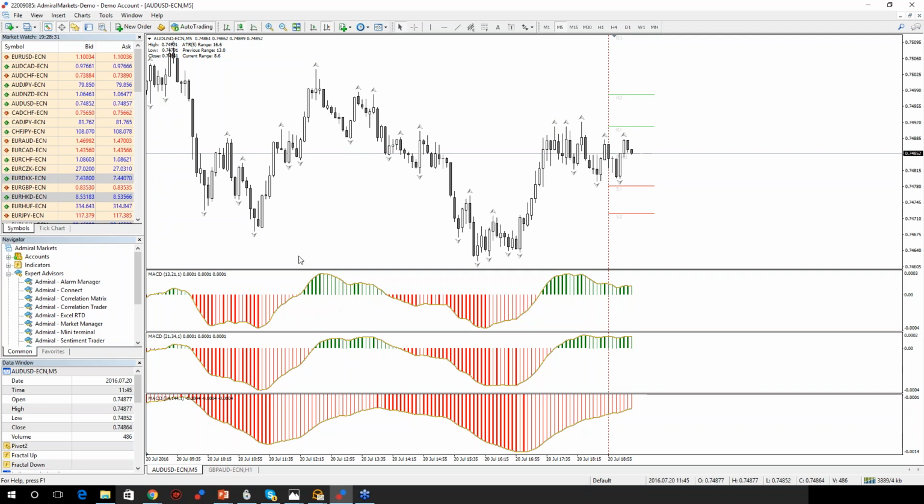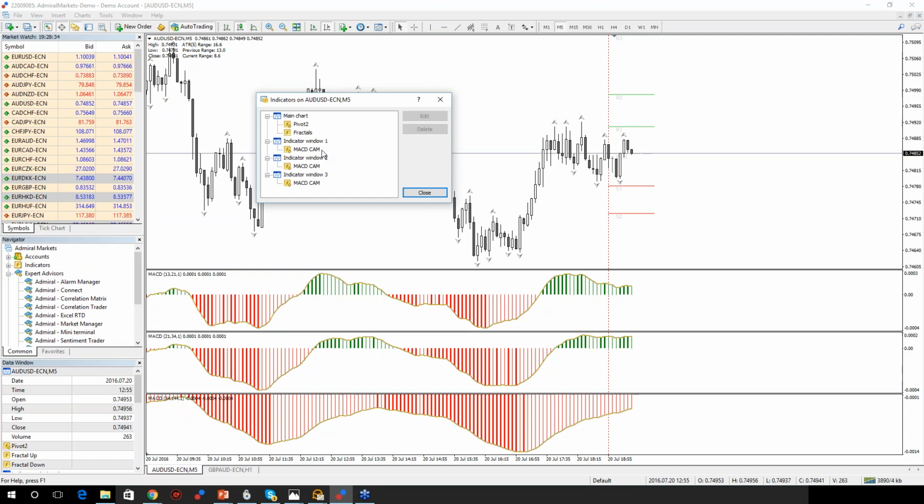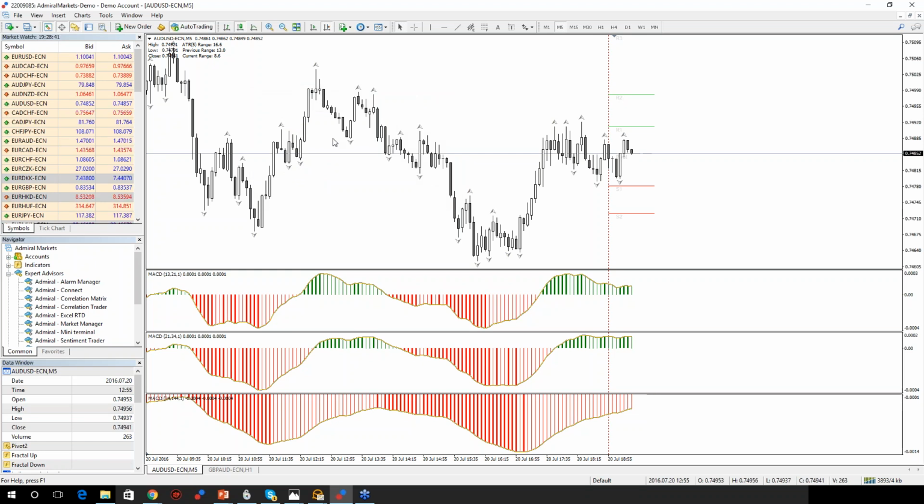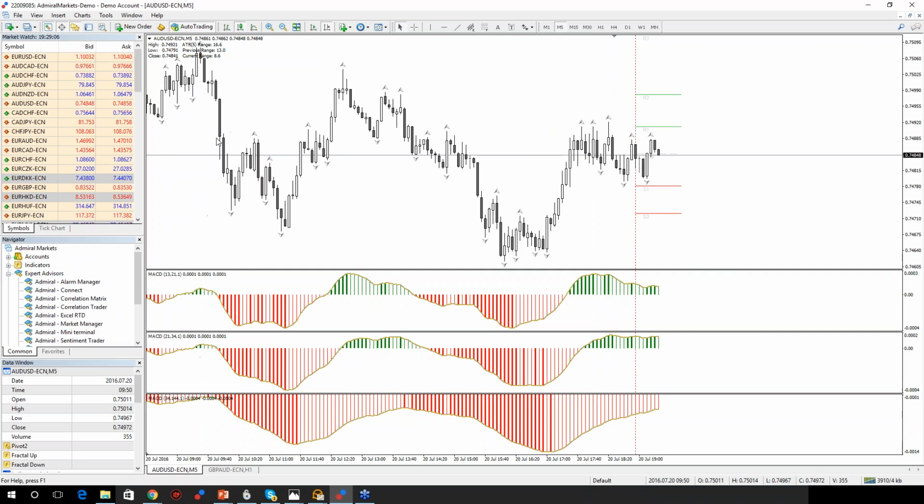So guys, this is my MACD indicator. You probably have it. It's MACD cam on 3 indicator windows. And the rules are simple, guys. We use MACD here to pinpoint the interim trend, medium trend, and longer time frame trend. When all of these histograms are aligned, guys, and when the fractal is broken, we enter the trade.